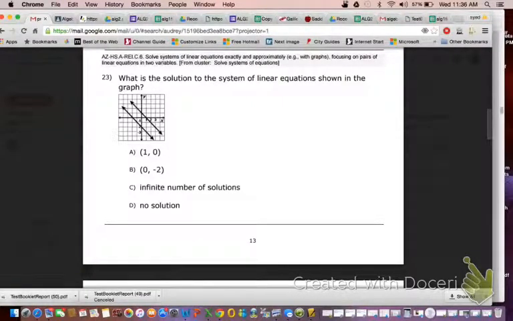Okay, here there's going to be no solutions because the lines never meet. So that's just choice D.